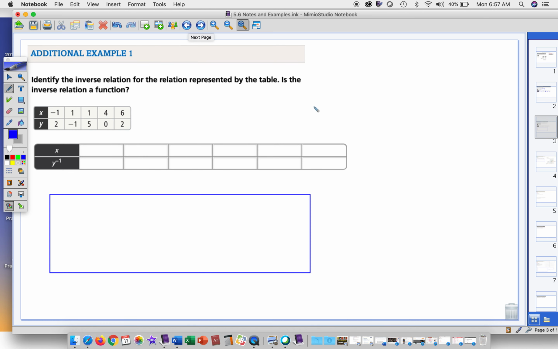Okay, I threw in one additional example. So you go ahead and try this one, fill in the chart, and then determine if the relation is a function, and if the inverse relation is a function. So pause the video, come back when you're done.